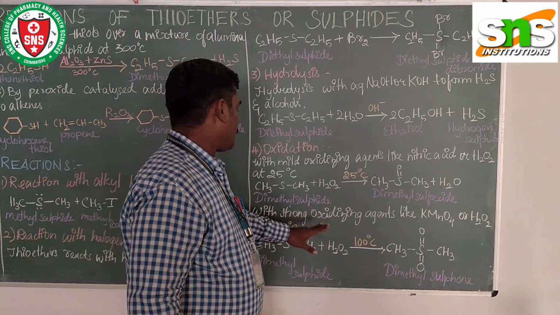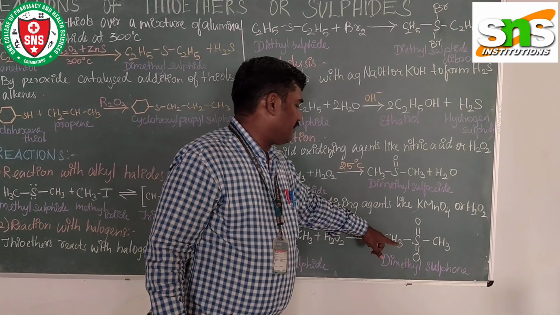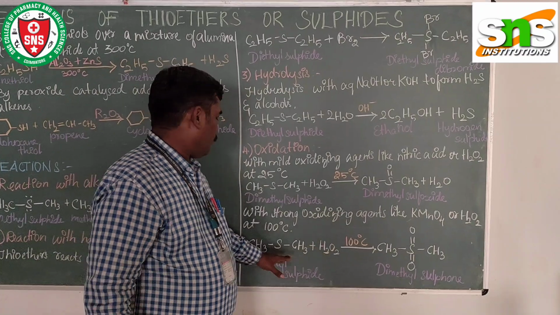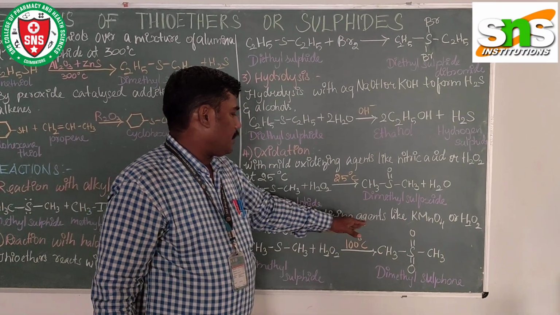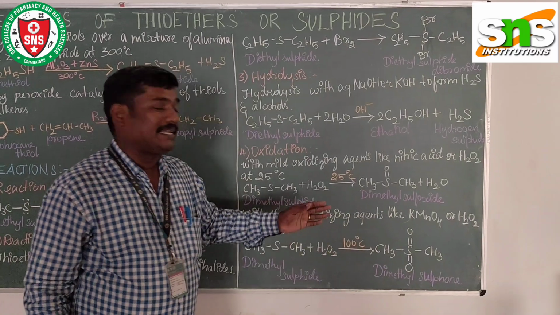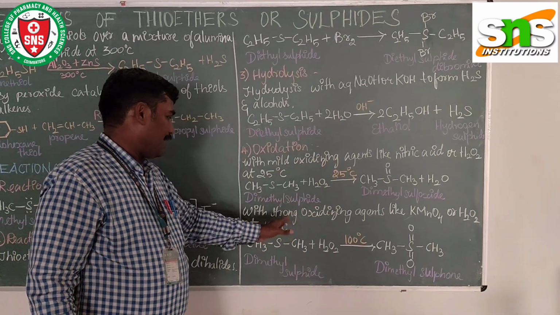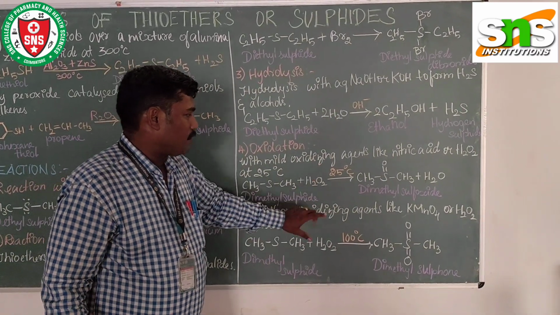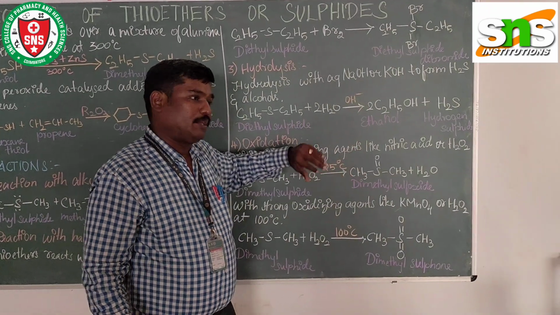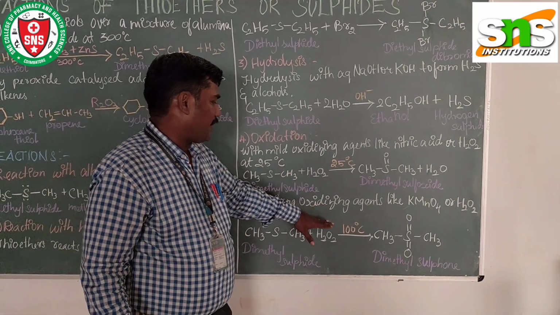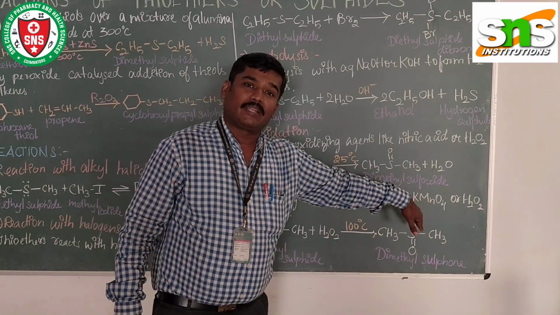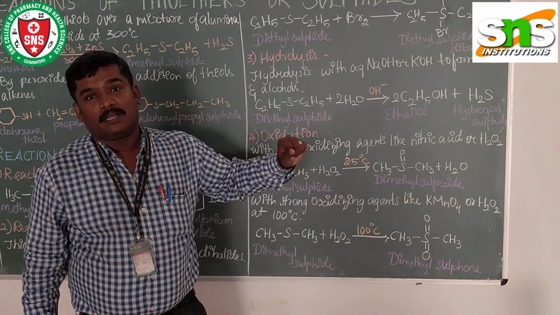If in place of hydrogen peroxide you are using some other oxidizing agent such as potassium permanganate, KMnO4, it will give the compound CH3SO2CH3, dimethyl sulfone. If you are using stronger oxidizing agents, or increasing the temperature, you will get the product dimethyl sulfone.